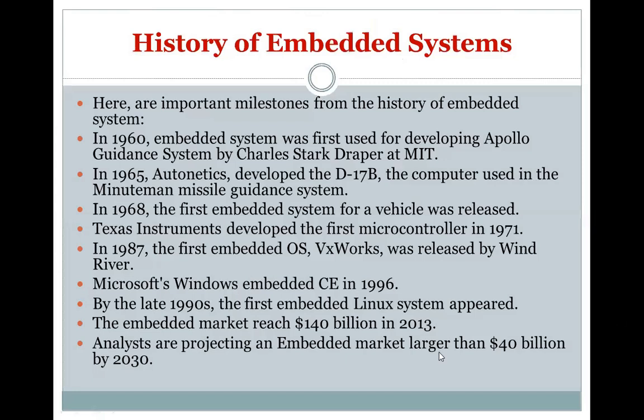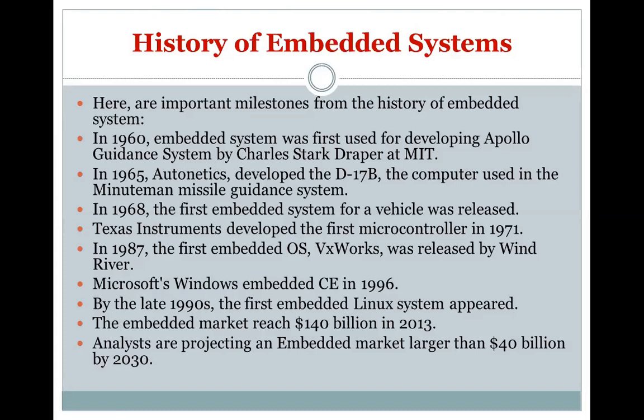Now let us see the history of embedded systems. The era of embedded systems started in the 1960s, with the Apollo Guidance System developed by Charles Stark Draper at MIT. After 5 years, Autonetics developed the D-17B, the computer used in the Minuteman missile guidance system. After 3 years, the first embedded system for a vehicle was released, and Texas Instruments developed, for the first time, a microcontroller in 1971. In 1987, the first embedded OS, VxWorks, was released by Wind River.